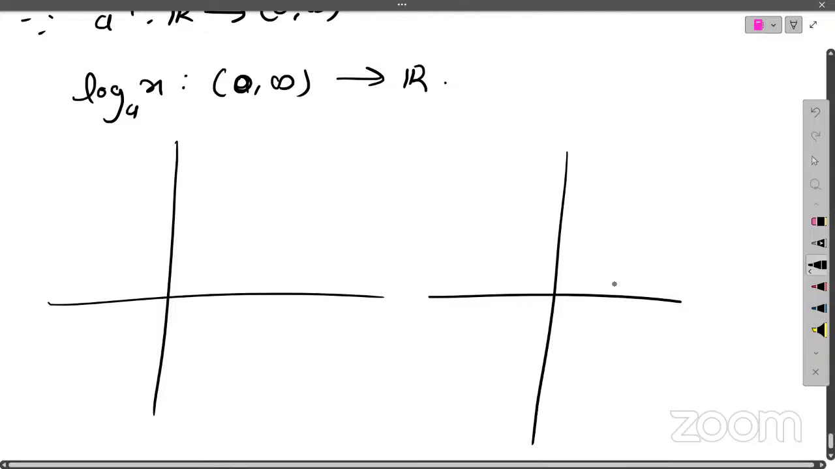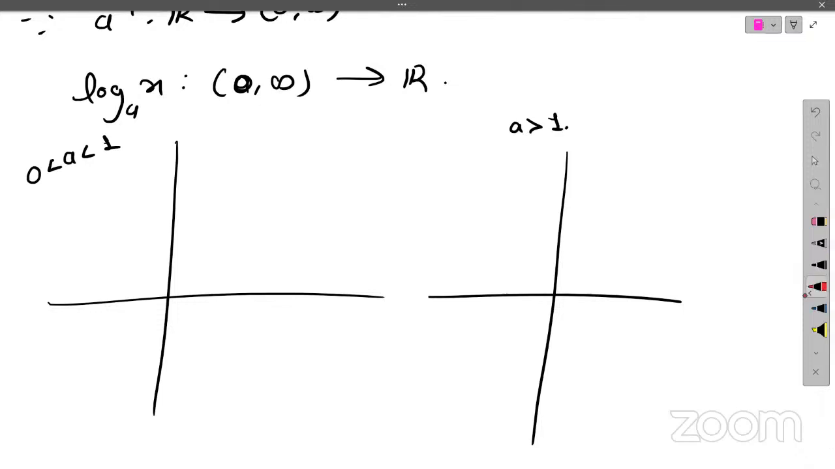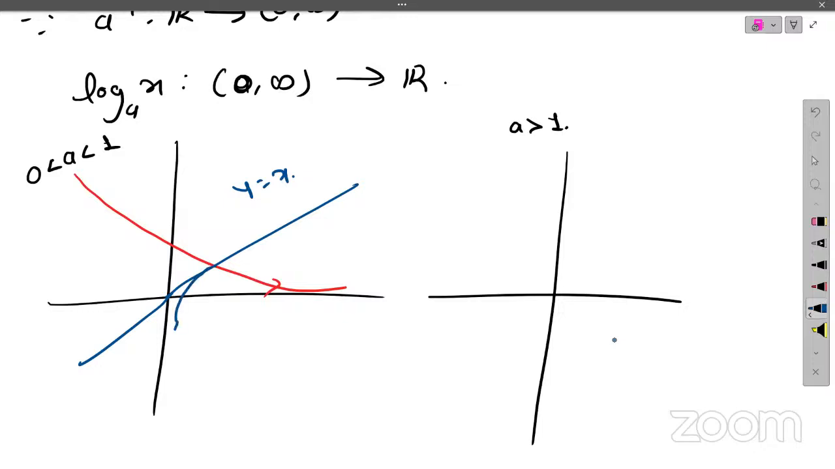So what are the cases here? We consider 0 is less than a is less than 1, and again a is strictly greater than 1. So here the graph of the exponential function will look like this, right? If you draw the line y equals x, and you have to take the mirror image, what will be the mirror image of this part? The mirror image of this part will become something like this.